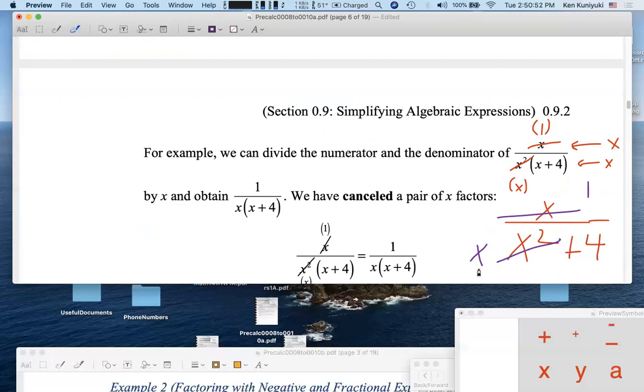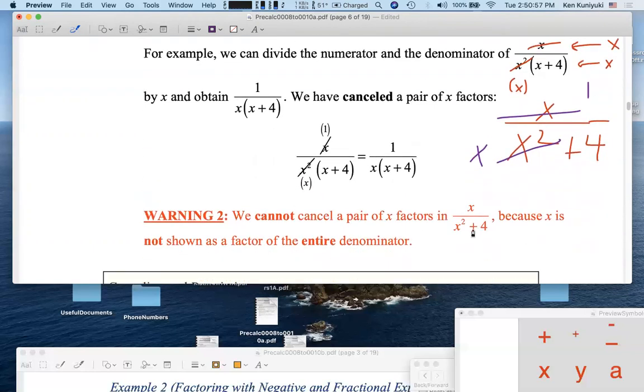The problem is that x is not a factor of the entire denominator as it stands. So if you have x over x squared plus 4, we cannot cancel a pair of x factors in the classical sense because x is not a factor of the denominator. Now, if we just had x over x squared, then yeah, x is a factor of the top, x is a factor of the bottom, then you could do a cancellation or division with x's. But the plus 4 down here ruins things. Generally speaking, you want to avoid that kind of top-bottom canceling or division if you have more than one term in the top or the bottom.